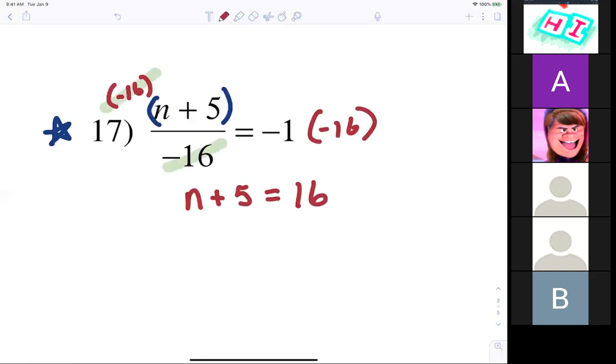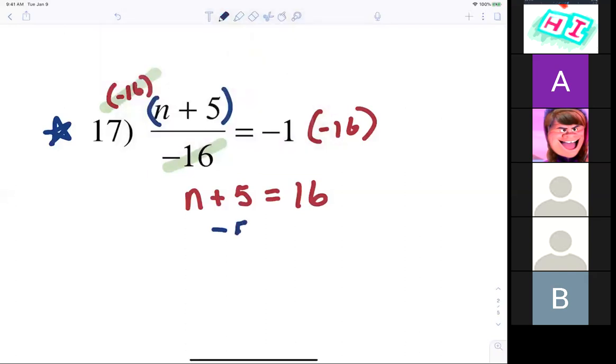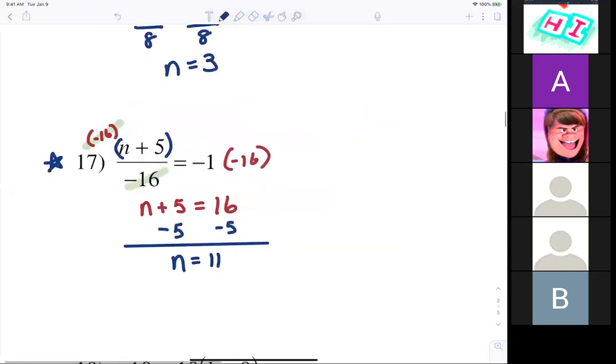And now our final step is to do what? Subtract 5. So n equals 11. Does anybody have any issues? Everybody's good? Okay.